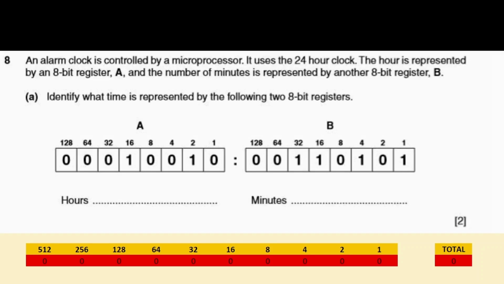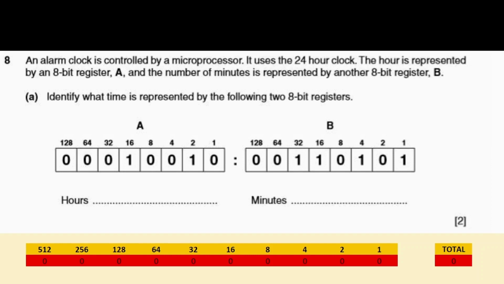So, as you can see by the question on screen, it's telling you that an alarm clock is being controlled by a microprocessor, and that it uses a 24-hour clock system. It's important that all the information of the question is read, as parts such as the 24-hour clock system will become useful later on when we have to actually do the conversion. It's telling you that the hour is represented by an 8-bit register. Normally binary is done using 8 bits, although in some questions, as we'll see later on, they don't use 8 bits. They will range from 9 bits to 10 bits depending on the size of the number.